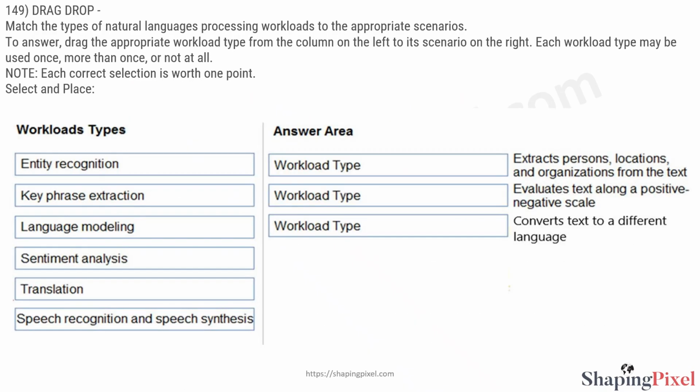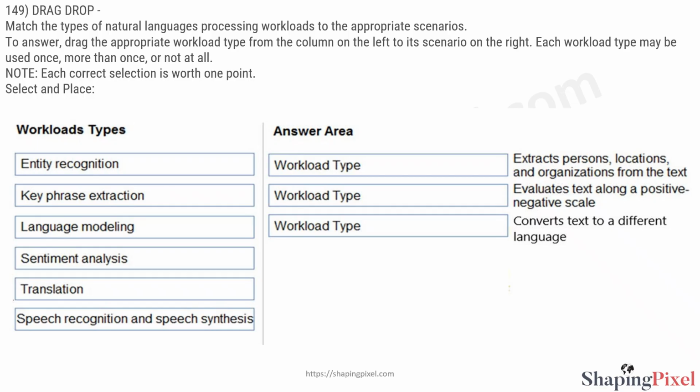So question number 149. Match the types of natural language processing workloads to the appropriate scenarios. To answer, drag the appropriate workload type from the column on the left to its scenarios on the right. Each workload type may be used once, more than once, or not at all. Each correct selection is worth 1 point. So workload types we have entity recognition, key phrase extraction, language modeling, sentiment analysis, translation, speech recognition, and speech synthesis.